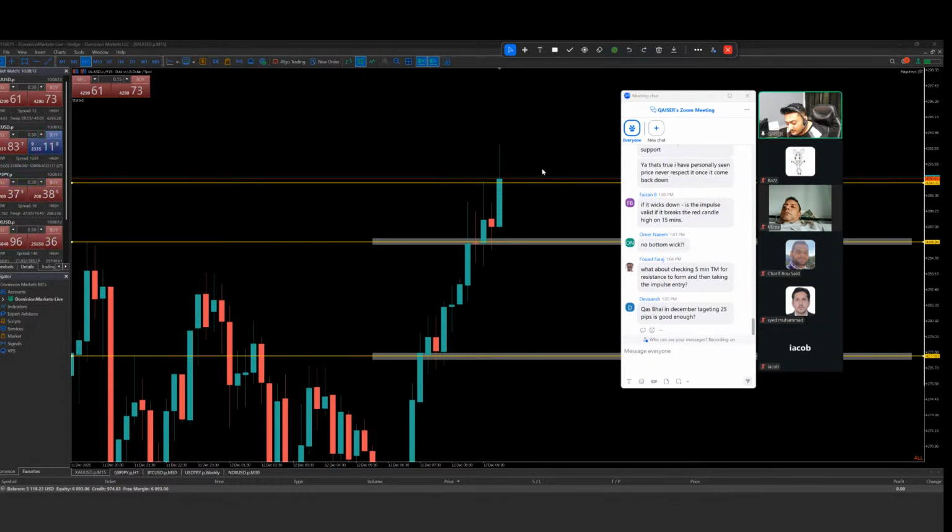So in this kind of movement, when gold is pushing in one direction, don't try to play with the fire. I will never try to go as a counter trade. I will never take any kind of counter trade setup in these kinds of situations.